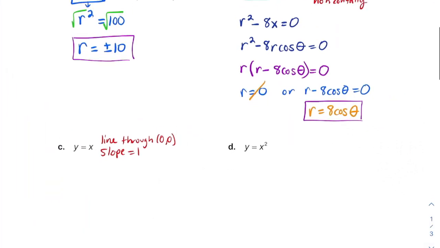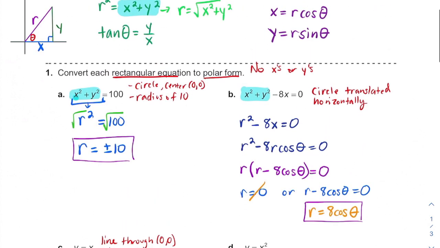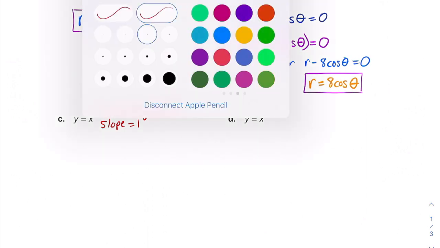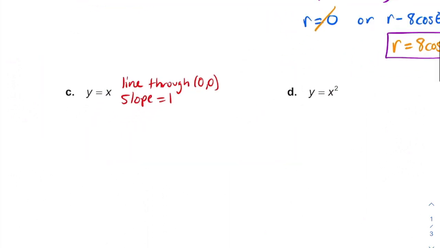Okay, so I want to replace y, I want to replace x. X is equal to r cosine theta, so we can replace x with r cosine theta. Y is equal to r sine theta, so we can replace it with r sine theta. So this gives us for y, r sine theta, and then for x, r cosine theta.